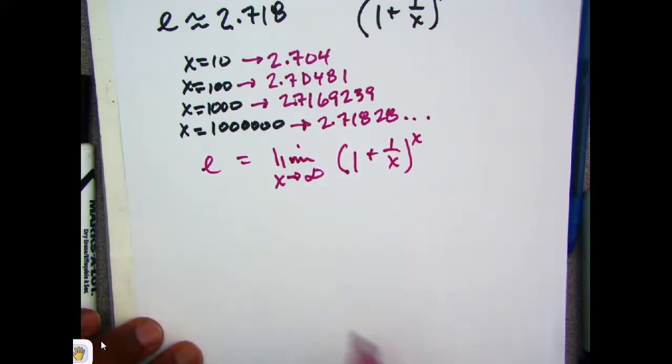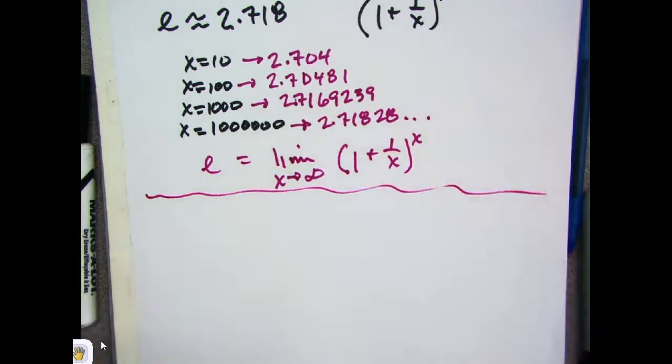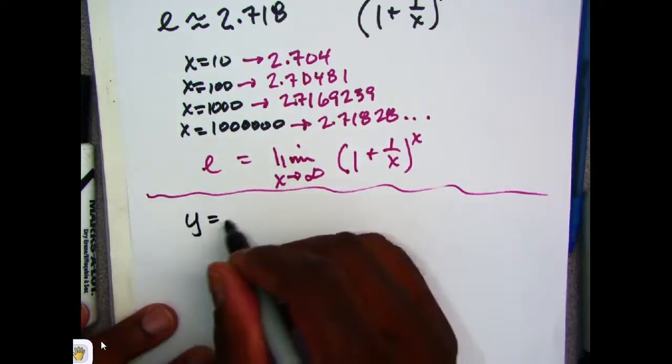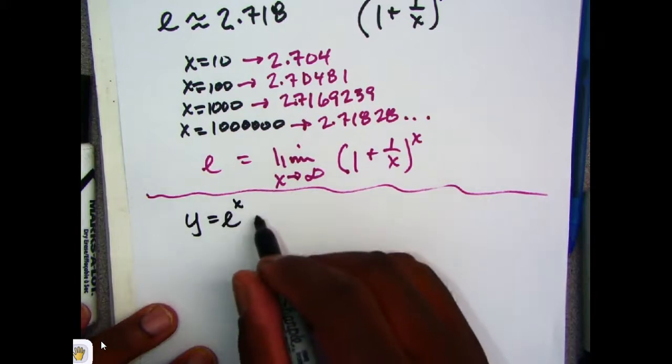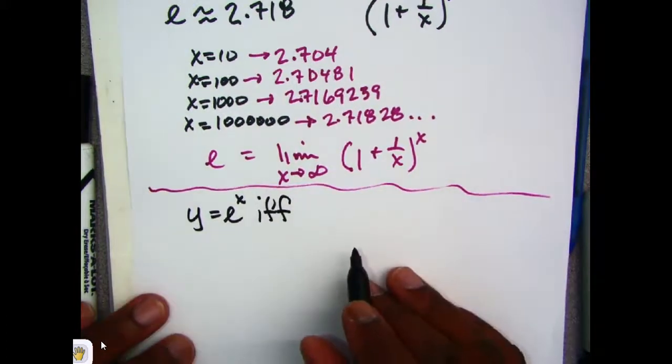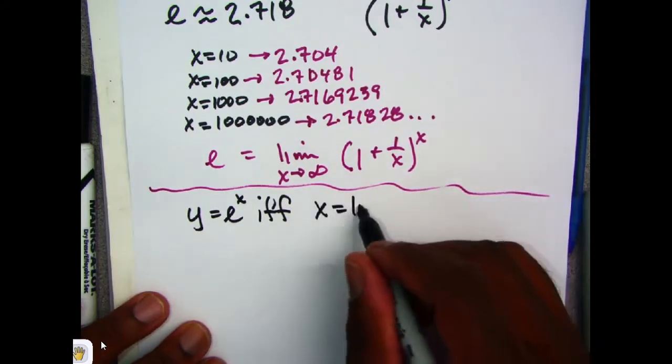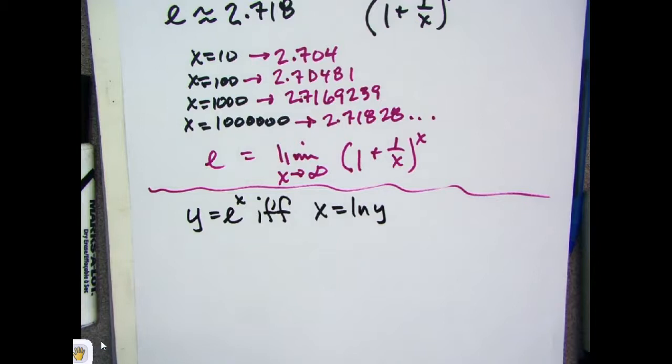All right, so here are a couple of properties that we need to know. And as I stated before, on the AP exam, there's tons of reference to the natural exponent e and the natural log ln on there. So y is equal to e to the x if and only if x is equal to the natural log of y. Okay, the natural log and the natural exponent e are inverses of each other.